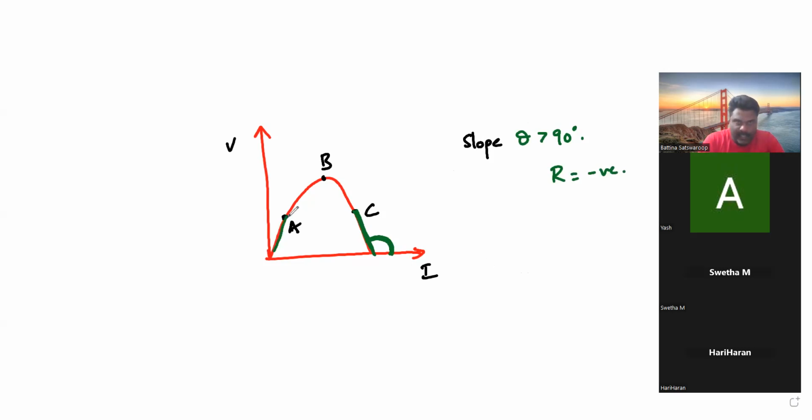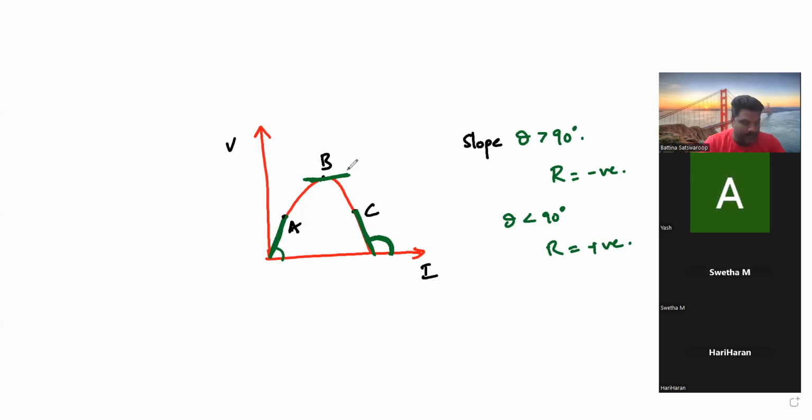Whereas if I draw a line like this over here, theta value is less than 90, it is increasing. So R value is positive. Here at B, theta is 0. So R is also equivalent to 0. Clear? Yes, sir.